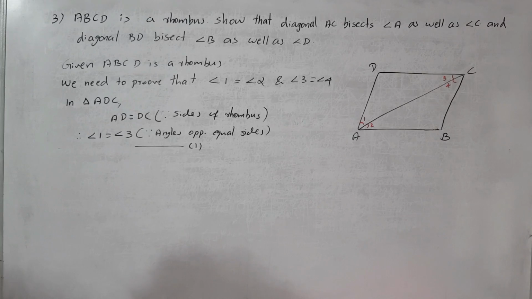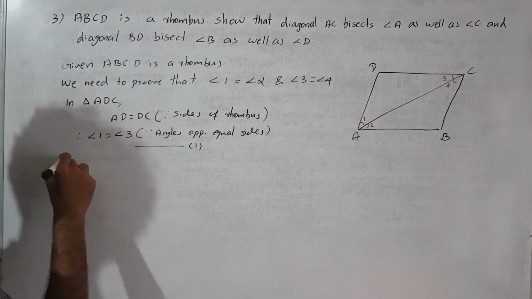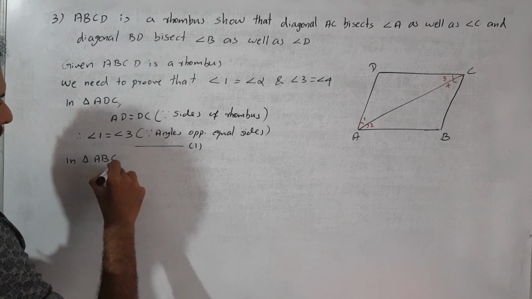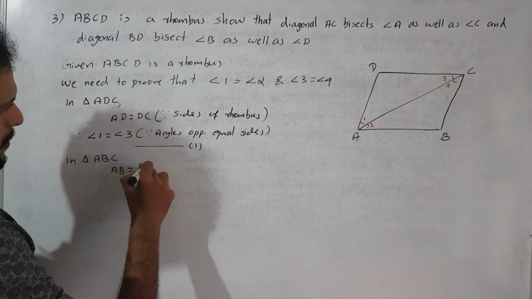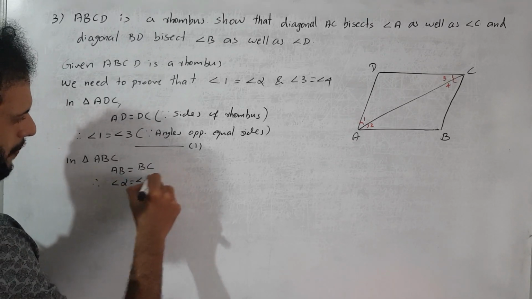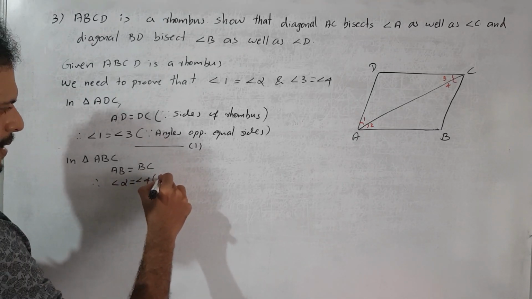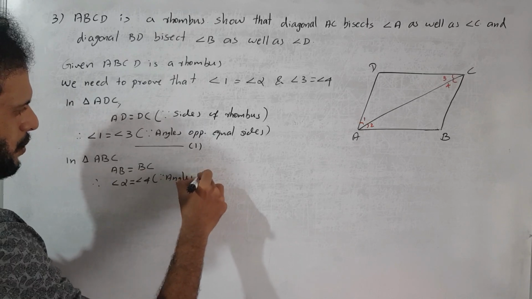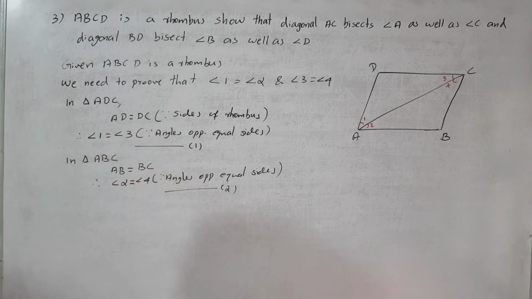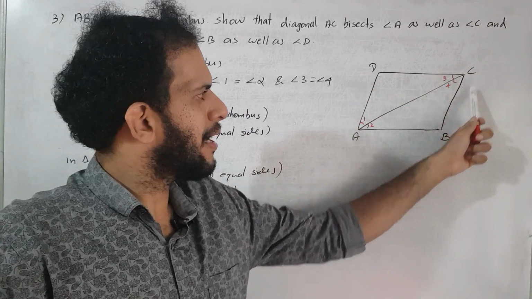Then similarly, in triangle ABC, what do we get? Yes, AB is equal to BC. Therefore, angle 2 is equal to angle 4. The reason is the same, since angles opposite to equal sides are equal. That is equation 2. Okay, then the same idea as the last case: AD is parallel to BC.